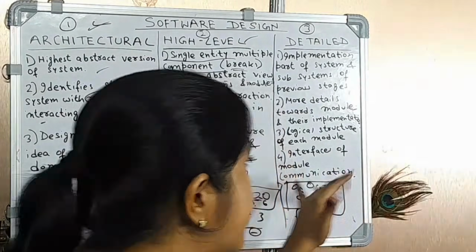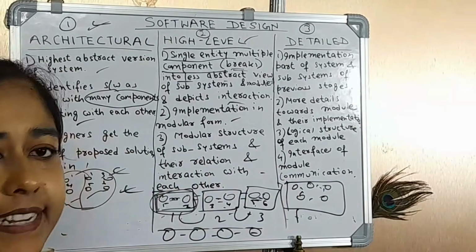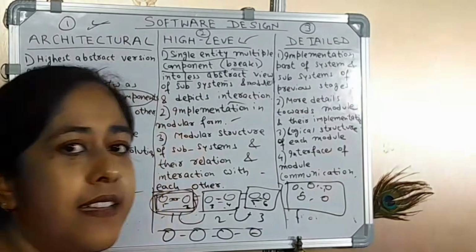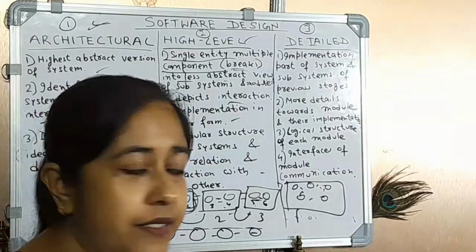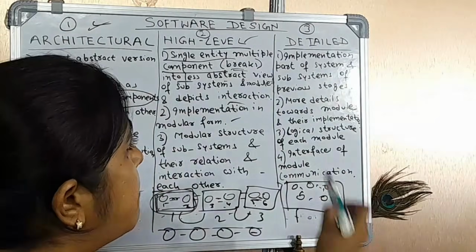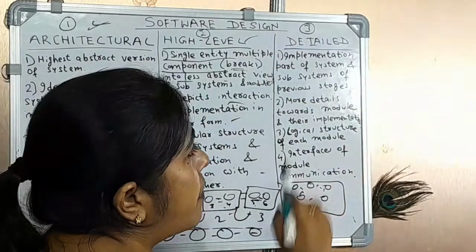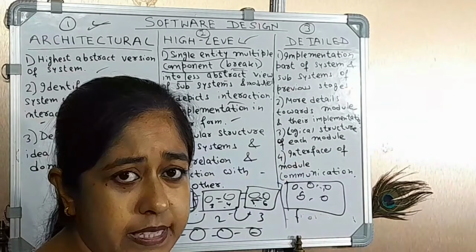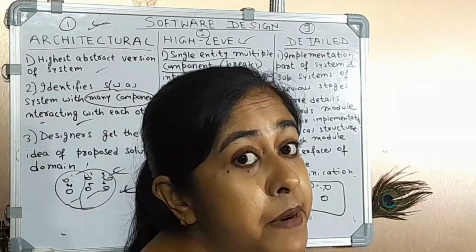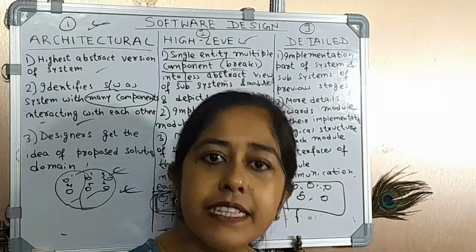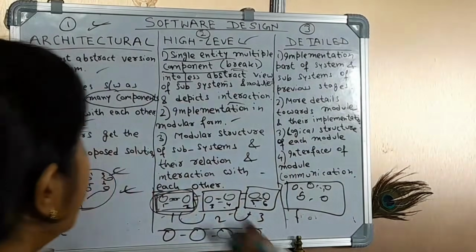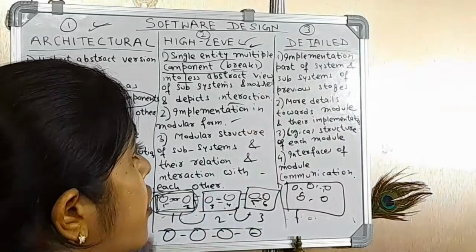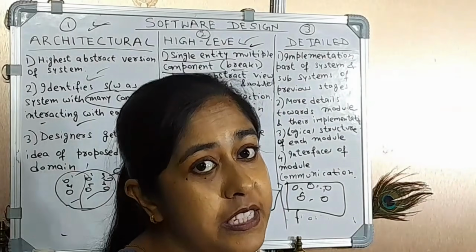So this thing is done in our high level design. Now the next level is our detailed level design. The third level is the implementation part of the system and subsystems of the previous stages. Now we have seen that we have broken the system. Here we are implementing those systems and subsystems. Here we are working with the system, here we are working with the subsystem, so the implementation of those systems and subsystems.